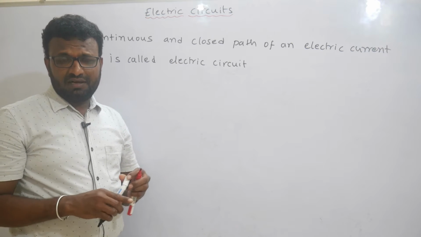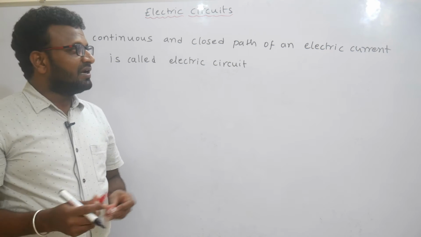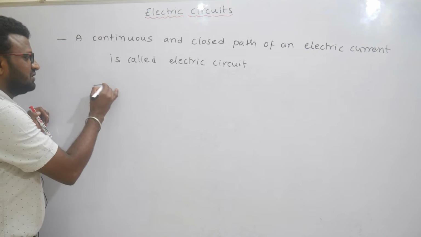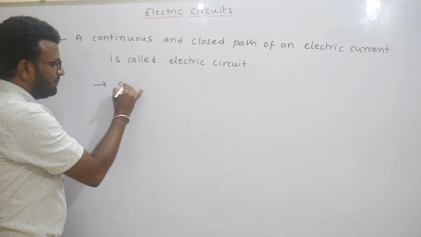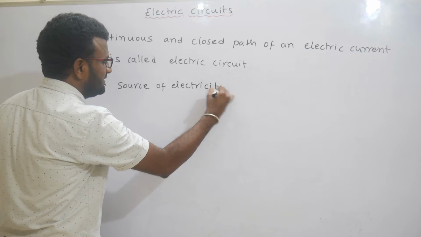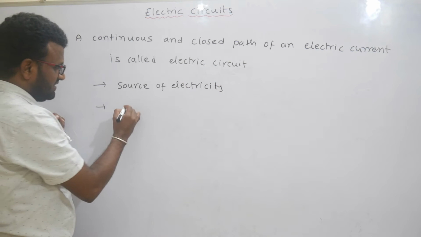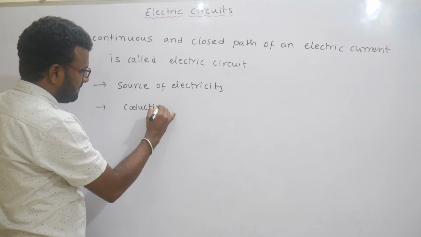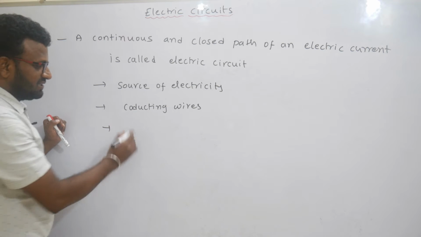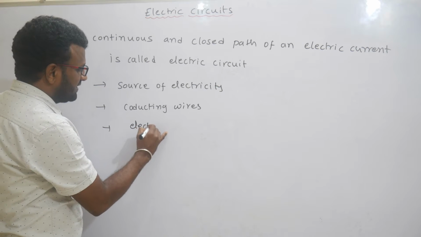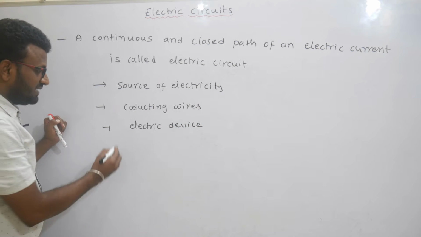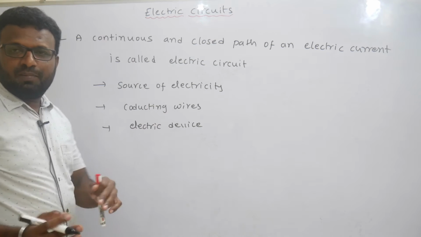So how can we make the electric circuit, which materials are required to make the electric circuit, we'll see right now. First we need a source of electricity, right? Come to the second one, conducting wires. We need conducting wires, that means copper wires, right? Next, an electric device, that is nothing but an electric bulb. Next, these three are connected with the help of a switch.